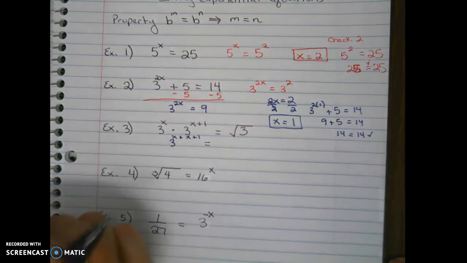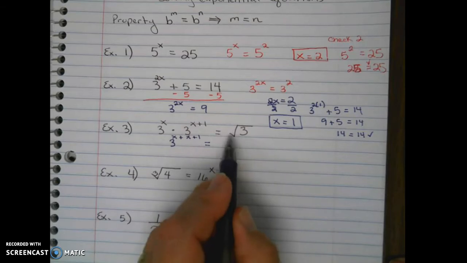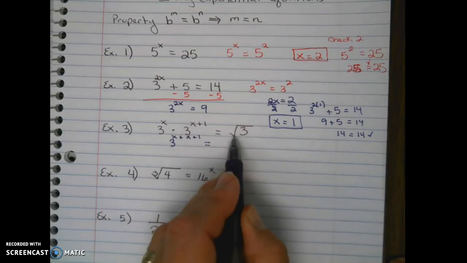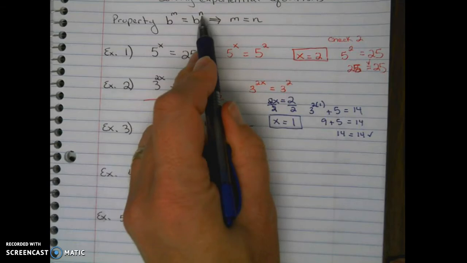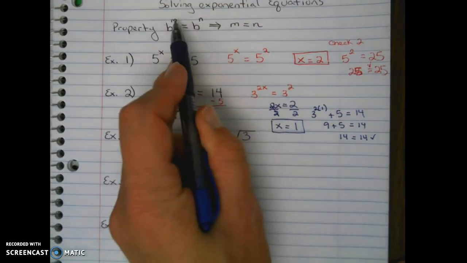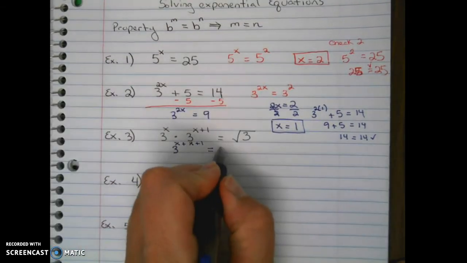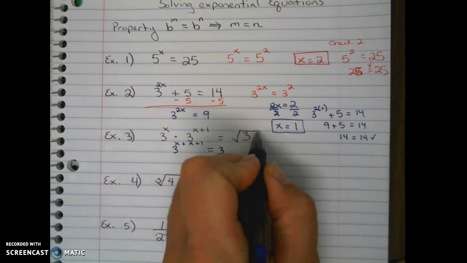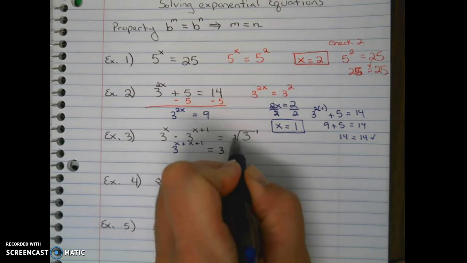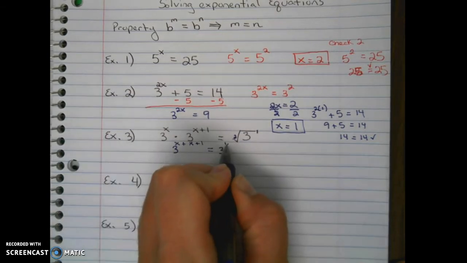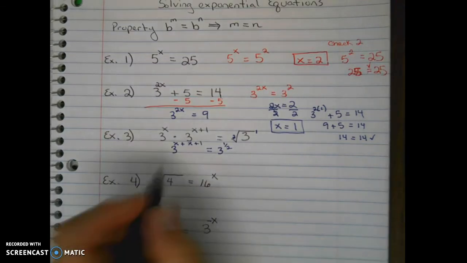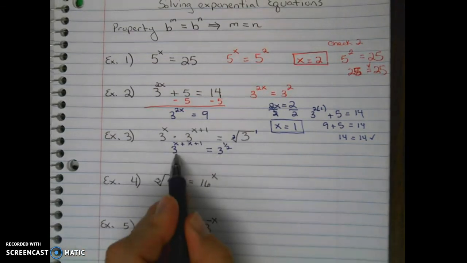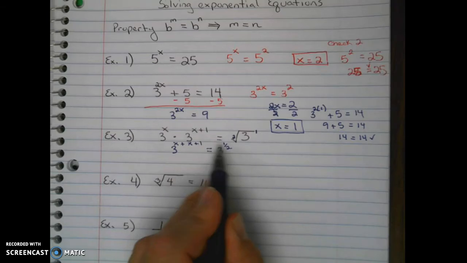equals. And then on this side, I'm going to go ahead and get rid of my radical. So I'm going to change it from radical form to exponential form because we want an exponent on both sides. So we're going to have 3 to the 1/2 power. Okay. So now that my bases are the same, we can now set the exponents equal to each other.